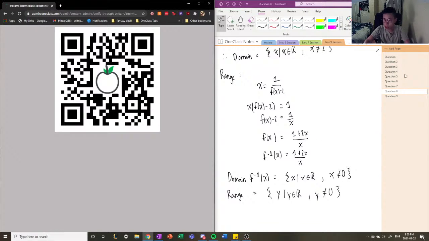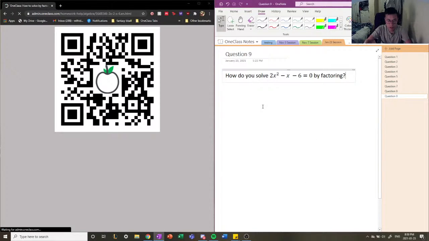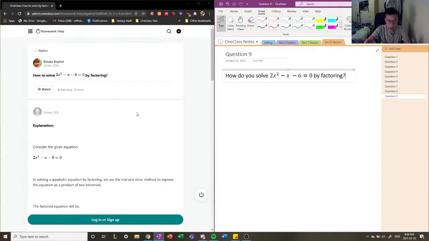Finally, let's talk about our last question of the day, which reads, how do you solve 2x squared minus x minus 6 equals 0 by factoring? Okay, so I covered this multiple times, but I'm going to use the cross multiplication method.